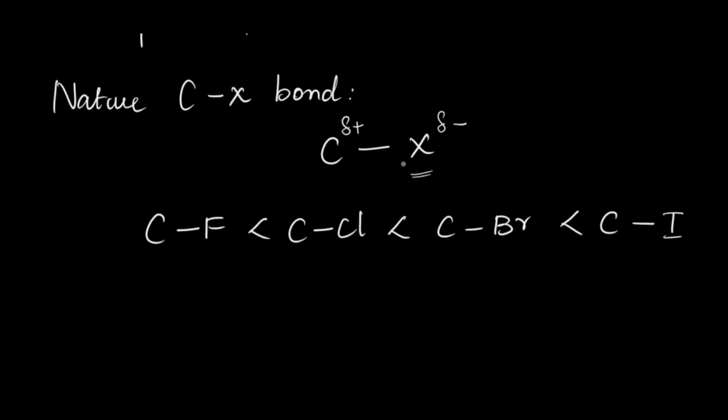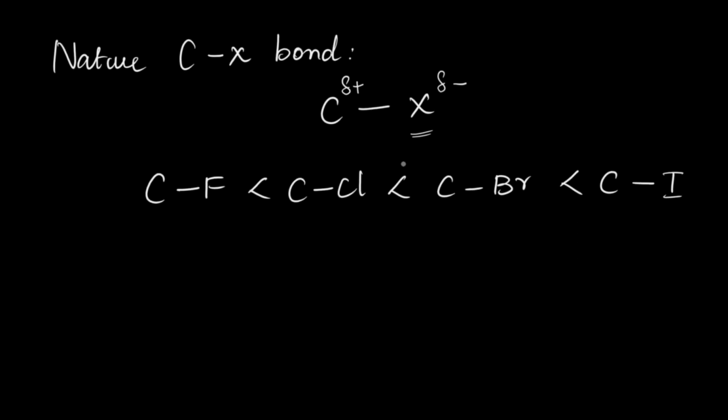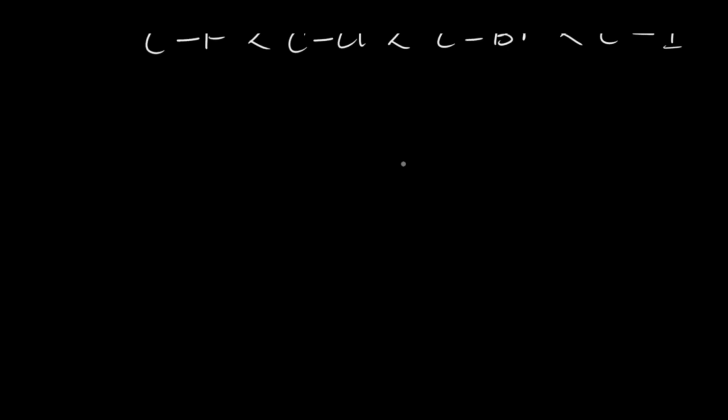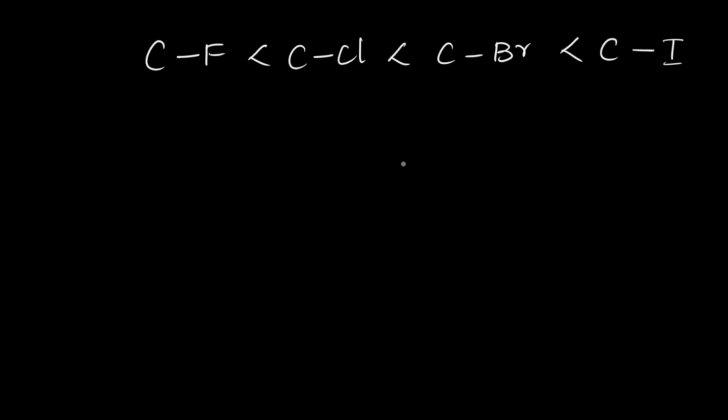Then, talking about the physical properties of haloalkanes, it decreases with increase in branching. What decreases? Boiling point. We already discussed this in previous organic chapters as well. The boiling point of isomeric haloalkanes decreases with increase in branching.